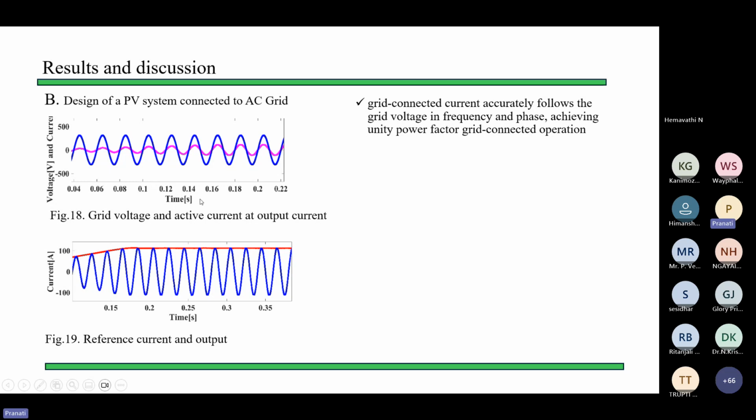This curve represents grid voltage and active current at output. Now the current and time plot is taken to just show that the red curve is the reference value of the current. Our current accurately tracks this reference value of 103 peak value. 103 is the peak value of current. You can see from this red curve reference value, our current per phase accurately tracks the peak value of the current of 103 ampere. It is shown in the simulations.